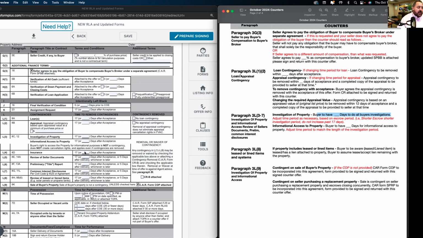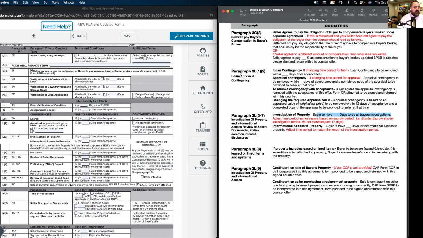Your informational access to the property should just match. And there's a counter here. Buyer to have blank days for informational access to property, because informational access means even if I've removed all my contingencies, the buyer still has access to the property for whatever they want to. I can't say no in that period of time.